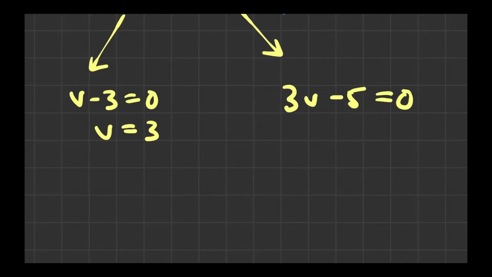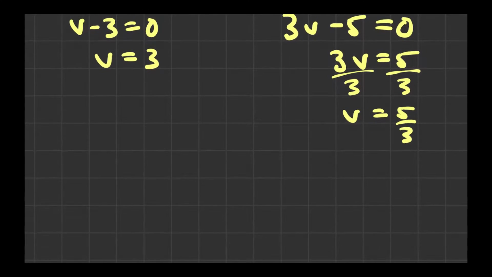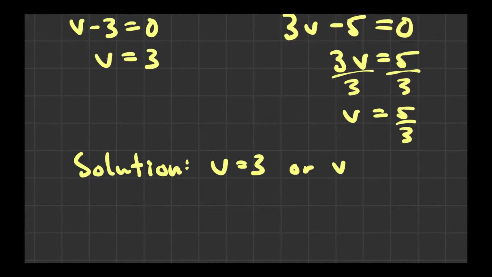And the other possibility is, well, this is still a linear equation, still straightforward to solve, but it'll take 2 steps to solve, right? So the first is to move the constant to the other side, so that gives us 3v equals positive 5. And then we're going to divide both sides by 3, and we get v is equal to 5/3. Okay? So our final solution is that v equals 3 or v equals 5/3.